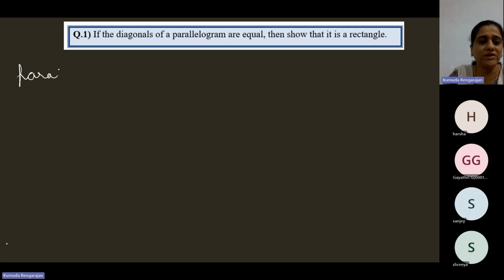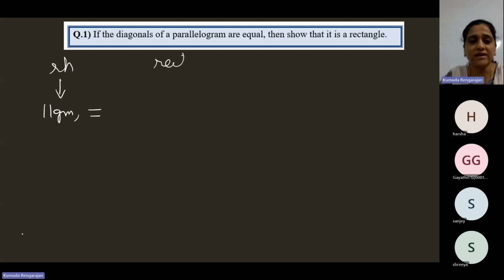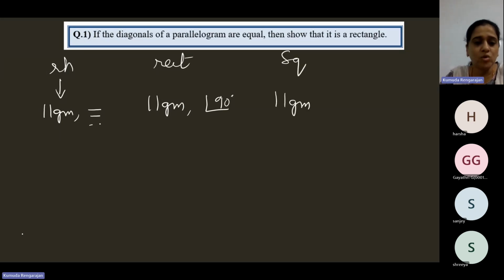What is a parallelogram? How do we define a parallelogram? A parallelogram is a quadrilateral in which both pairs of opposite sides are parallel. What is a rhombus? A rhombus is a parallelogram in which all sides are equal. What is a rectangle? A rectangle is a parallelogram in which one angle is a right angle. What is a square? A square is a parallelogram in which all the sides are equal and one angle is a right angle.